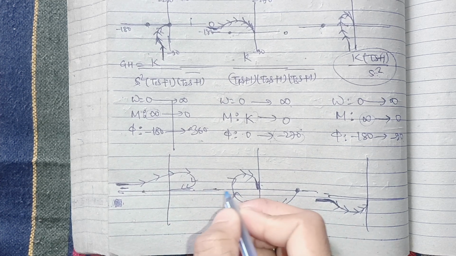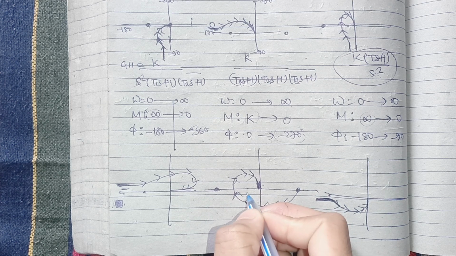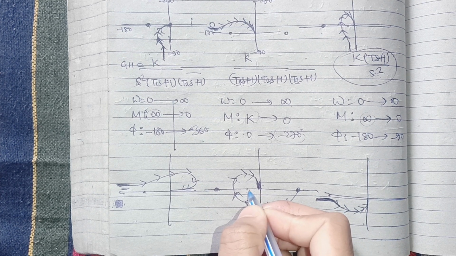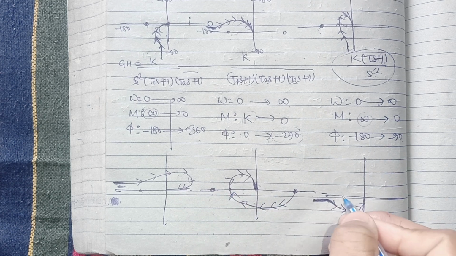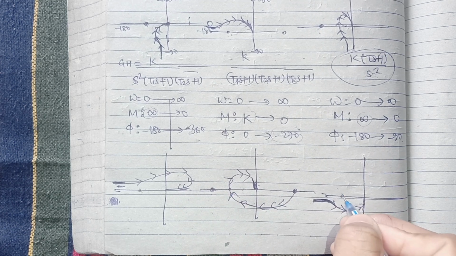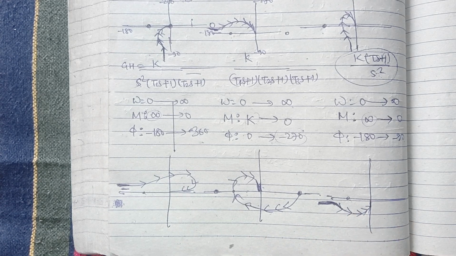So if minus 1 comma 0 is on the left side, then it is stable. If minus 1 comma 0 lies on the right side, then unstable. If minus 1 comma 0 lies exactly on the point, then marginally stable. Left side, then stable. Just keep in mind.